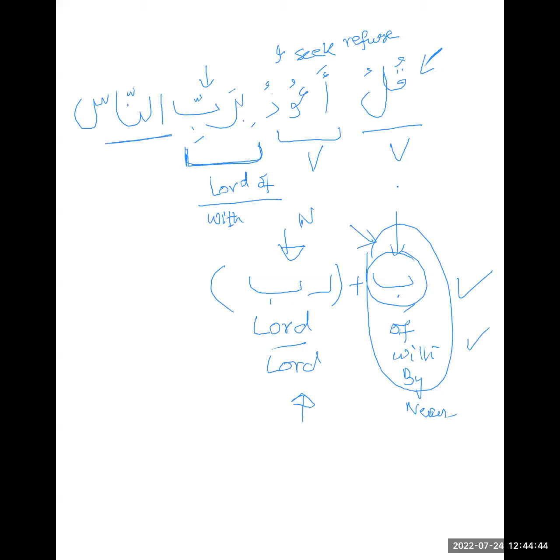Nas is mankind, one word, but it has al. Nas is a word, but you made it annas. You put alif lam. Why did you put alif lam in there? Who would know that?